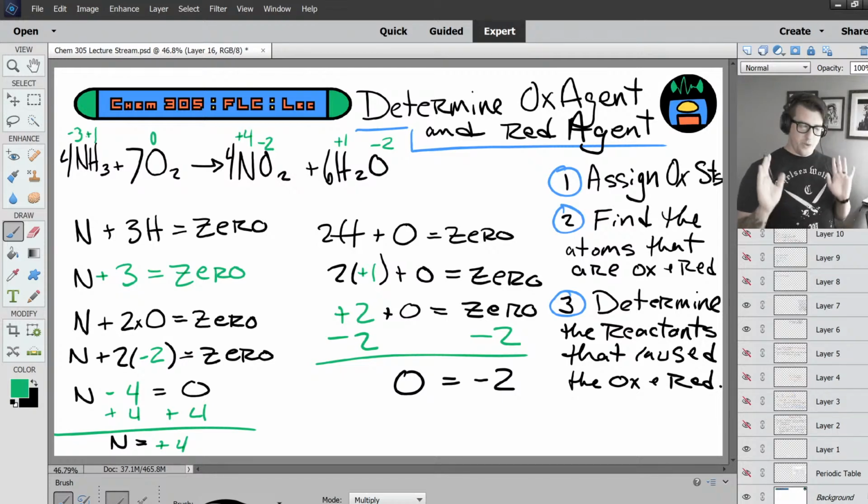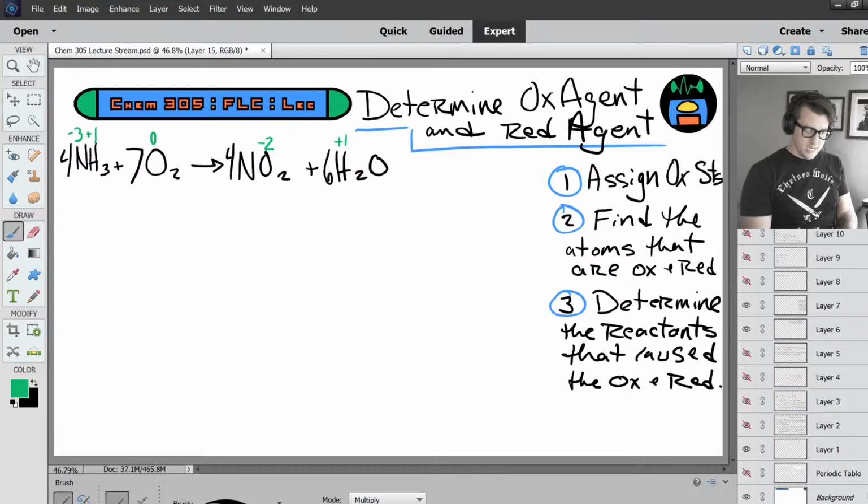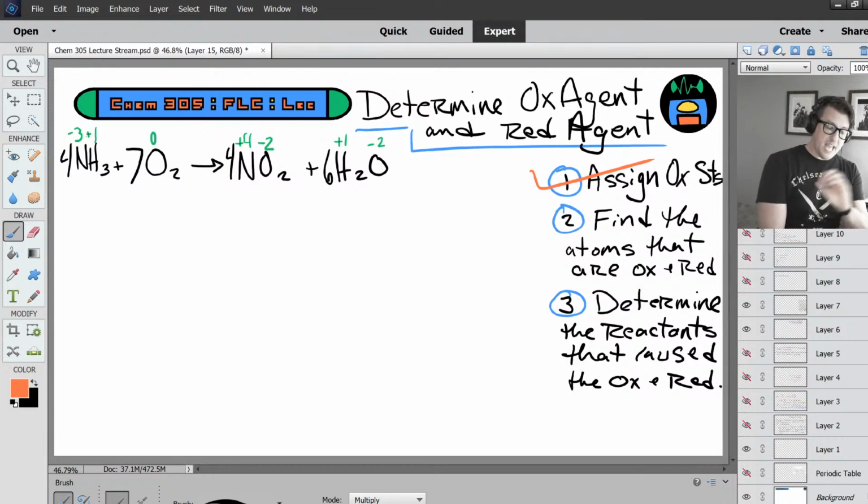Alright, so we have all of our oxidation states for every element in this reaction. So that's step 1, longest step 1 ever, right? Now that we know our oxidation states, we have to find the atoms that are oxidized and reduced, and to do that, you need to identify who's undergoing changes.